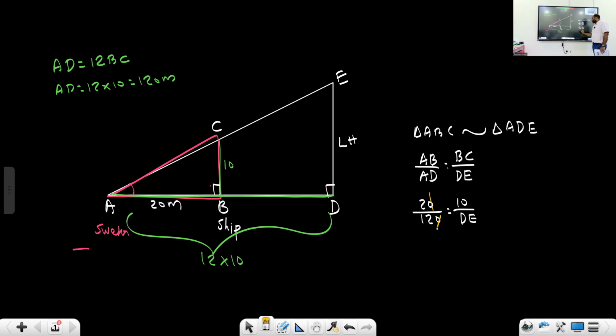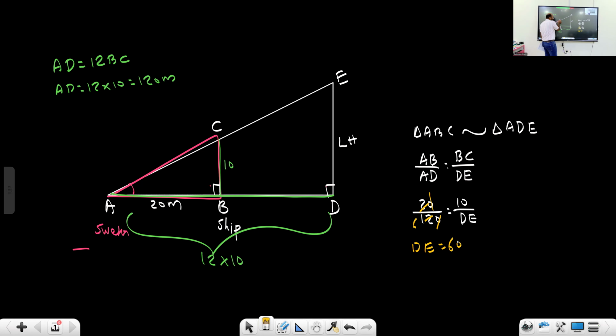How much is D? 60. This and this you can cancel. 6. DE equals 60. This is not the answer because it is a 2 mark question. DE you got 60. What's the question? Ratio between the height of the ship and the lighthouse.